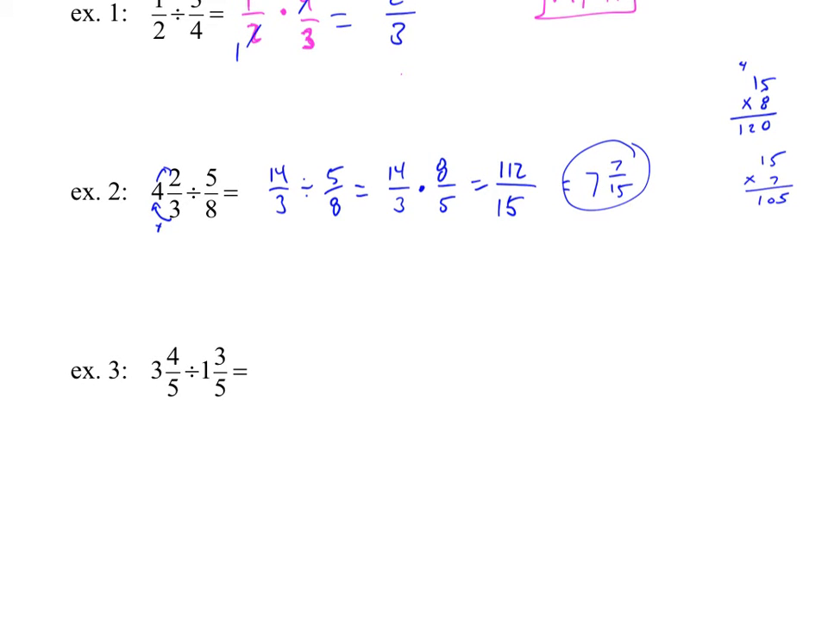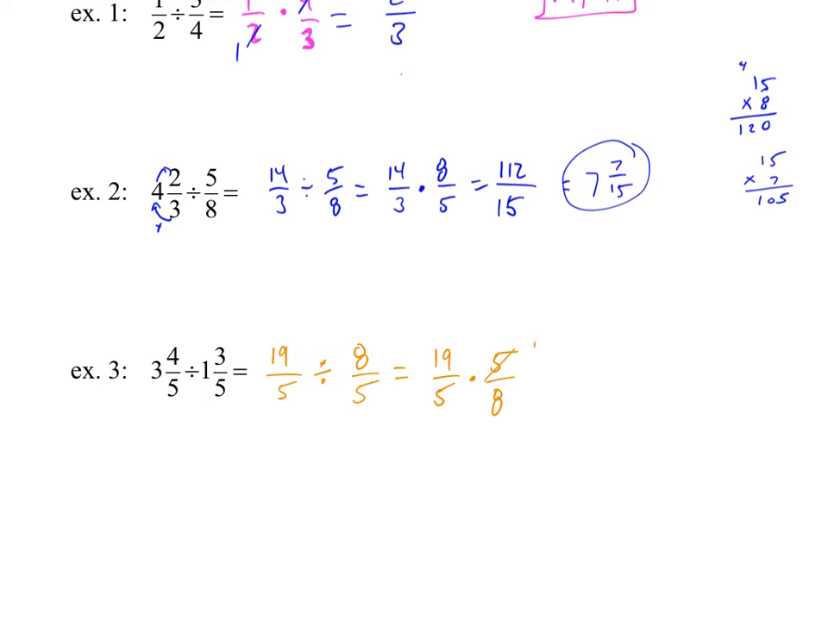If you have 2 mixed numbers and we're dividing them, you have to turn both of them into improper fractions and then flip the second one. So the first one, 3 times 5 is 15 plus 4 is 19 over 5 divided by 8 over 5, which is the same as 19 over 5 times 5 over 8, because I flipped it this time.